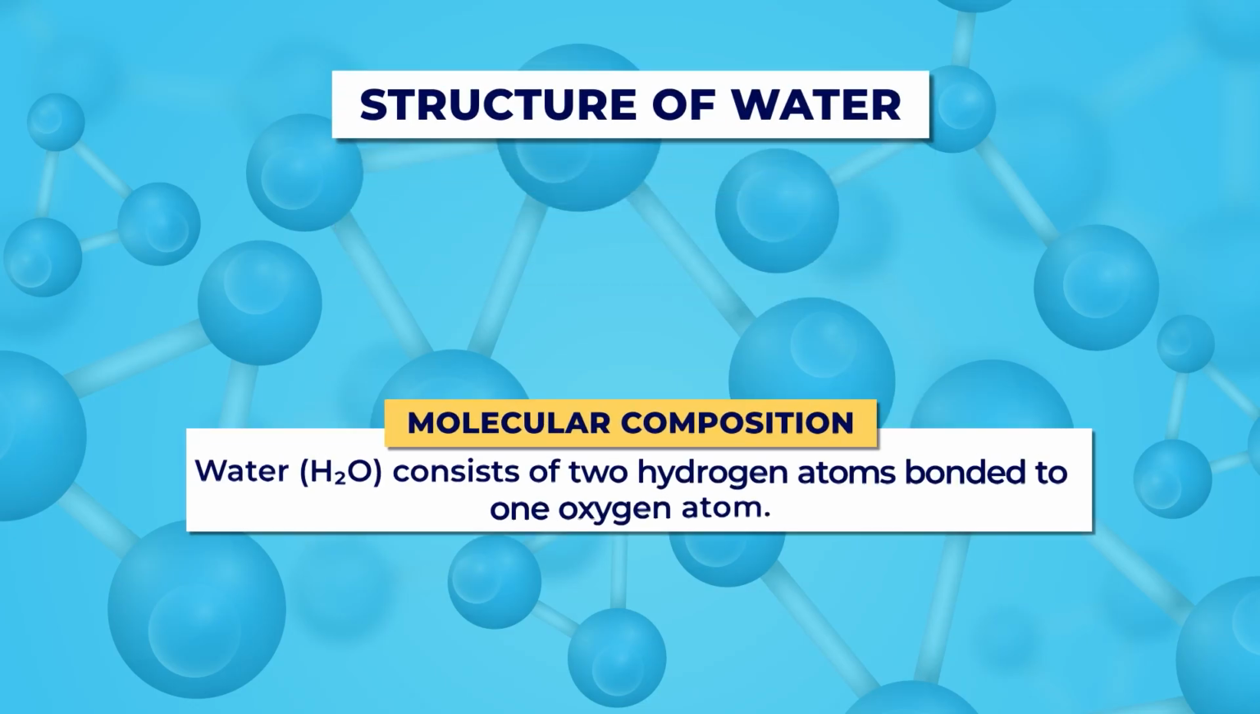Water, as we know, is known as H2O. You must remember this from school level also. The molecular composition of H2O consists of 2 hydrogen atoms and 1 oxygen atom, as shown in the slide. Now, the bond between hydrogen, oxygen and hydrogen is slightly bent.